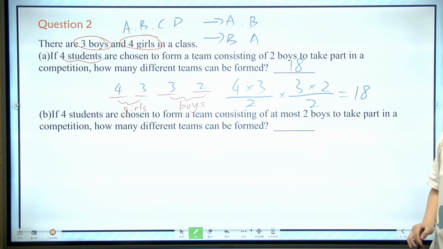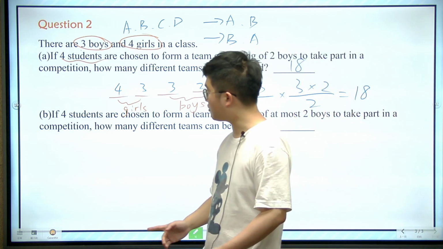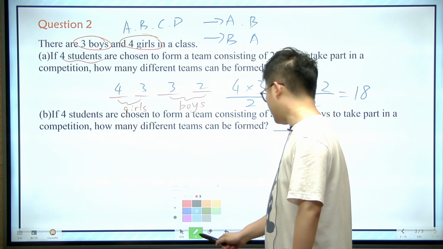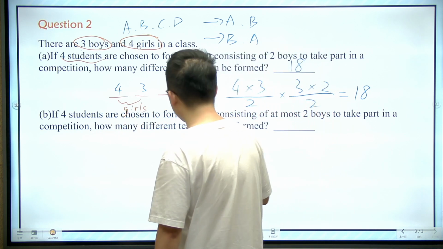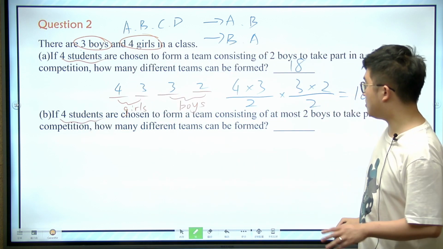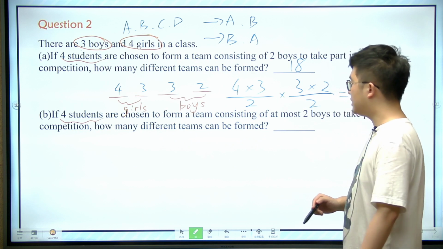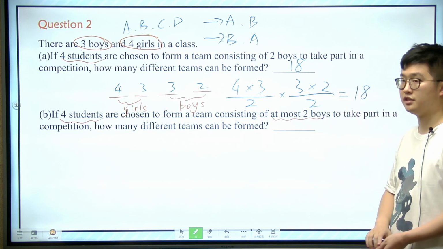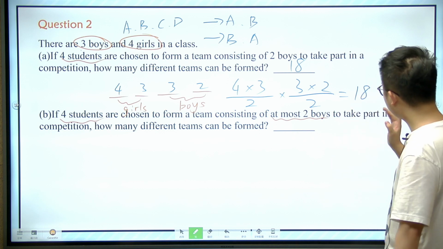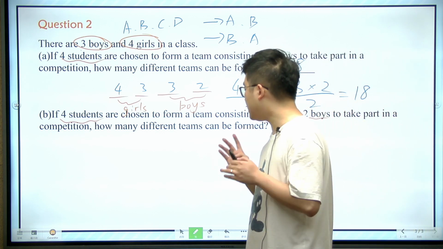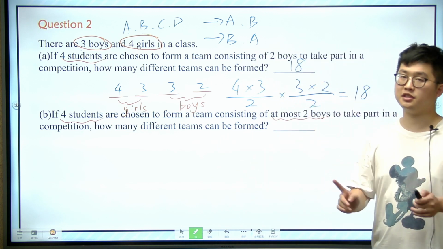So this is the first question, and let's take a look at the second question. If 4 students are chosen to form a team, this time consisting of at most 2 boys, to take part in a competition, how many different teams can be formed this time?